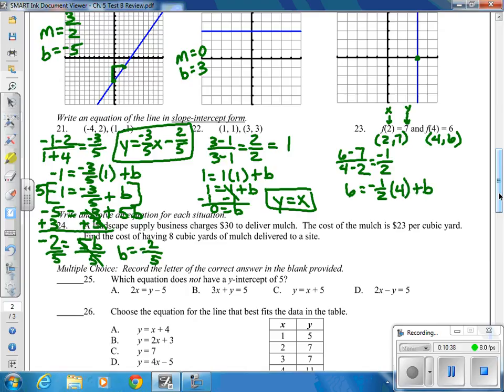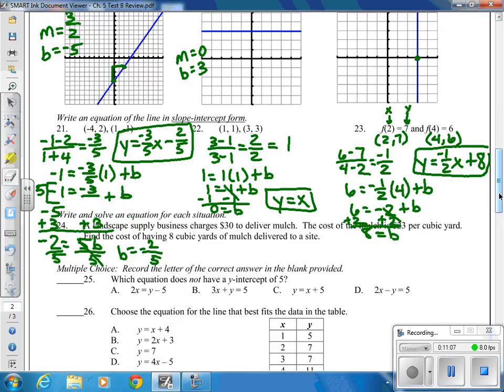Well, half of 4 is 2. Take the negative sign, that'll be a negative 2. So 6 equals negative 2 plus b. Add the 2 over, and you get 8 is your b value. So when you write your equation, it'll be y equals negative 1/2 x plus 8. And that's the final equation that makes number 23 happen. Okay, so there are a lot more steps involved in this type of work, but you do have to make sure that you're following the routine behind it.